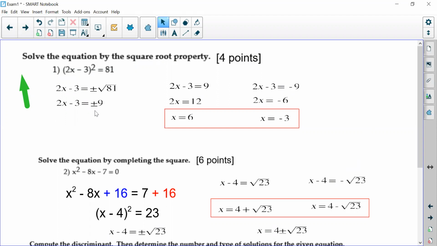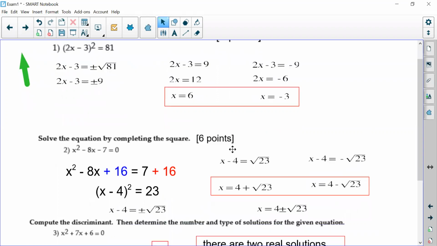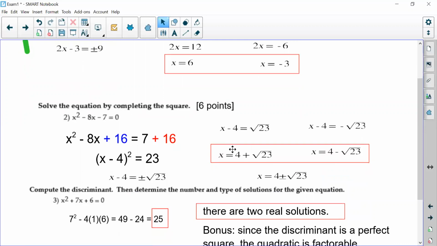And then you split this up into two equations. 2x minus 3 equals positive 9, and 2x minus 3 equals negative 9, and then you solve accordingly. So 6 and negative 3 were the correct answers, but of course, all the work has to support the solution. Number two, solve by completing the square.